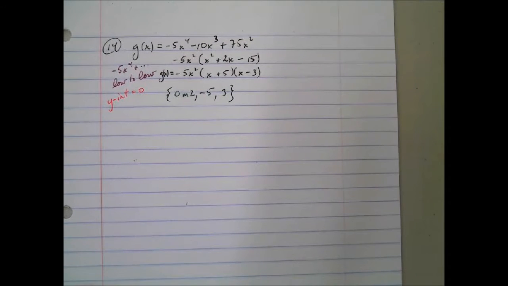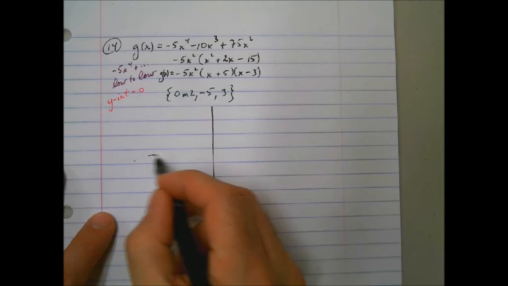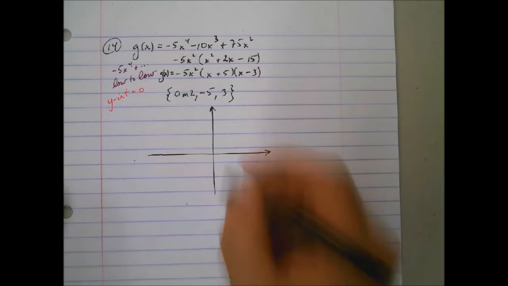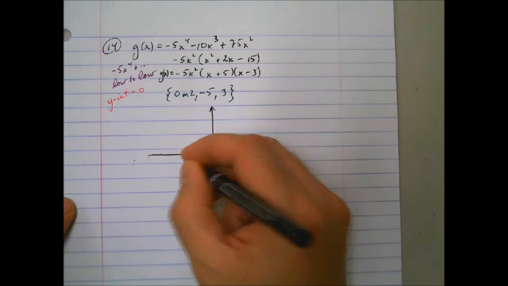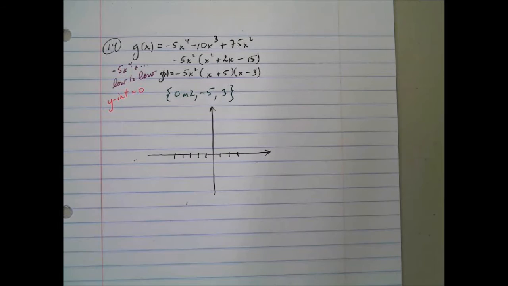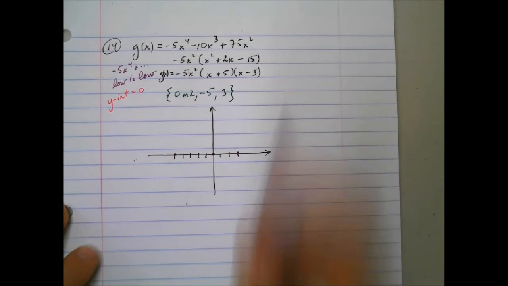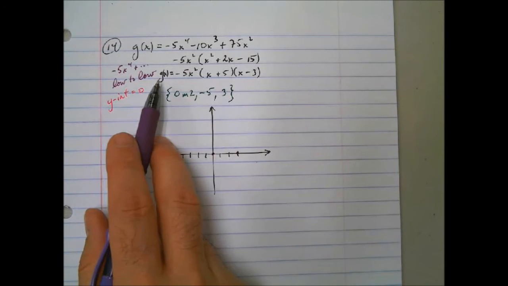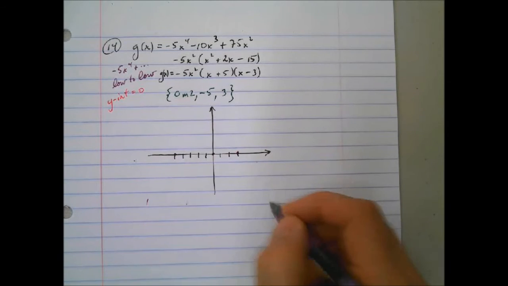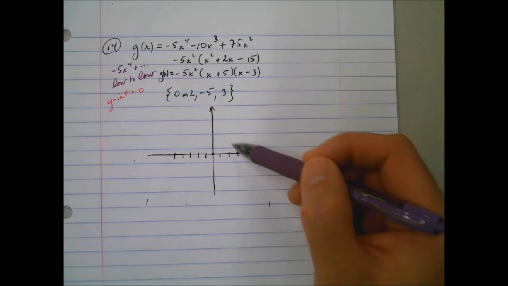Okay, sketching. Starts low, ends low, bounces only at 0. So starts low, goes through, bounces, goes through, ends low.